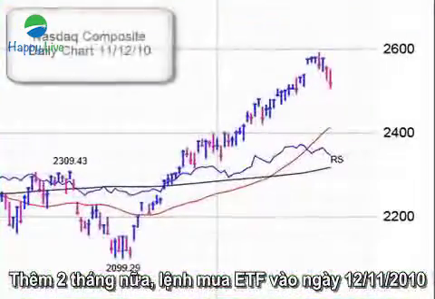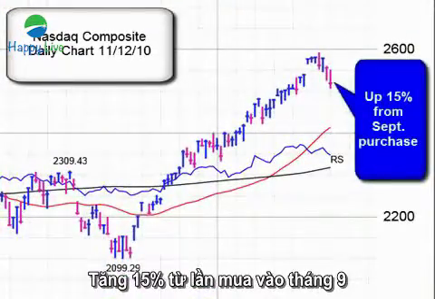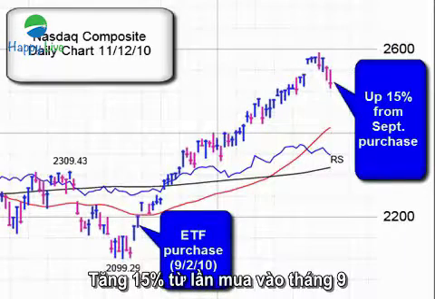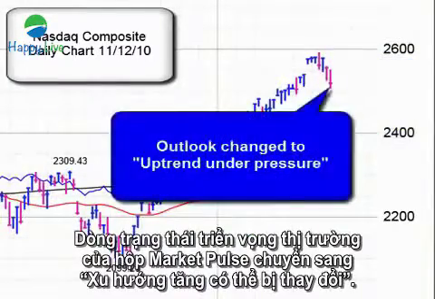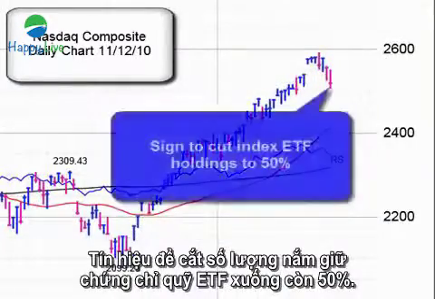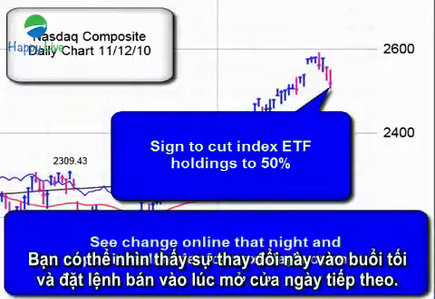Fast forward two months to November 12, 2010. At the close, the NASDAQ Composite was up about 15% from the day the Market Pulse changed to confirmed uptrend back in September. But signs of selling had started to emerge, and on November 12th, the outlook changed to uptrend under pressure. That was your sign to cut your index ETF holdings to 50%. Again, you could see that change online that night and put in a sell order with your broker for the next day.